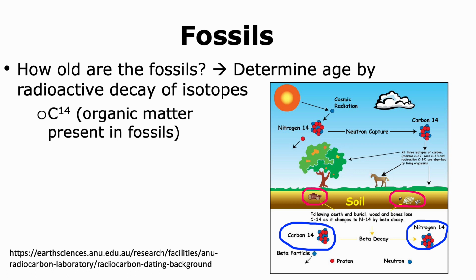However, when the organism dies, then that intake of carbon-14 no longer occurs. And in this scenario, we will see lesser and lesser carbon-14 present in the organism the longer it has died. And this way, by measuring the carbon-14 present in fossils, scientists are able to determine the age of the fossil.